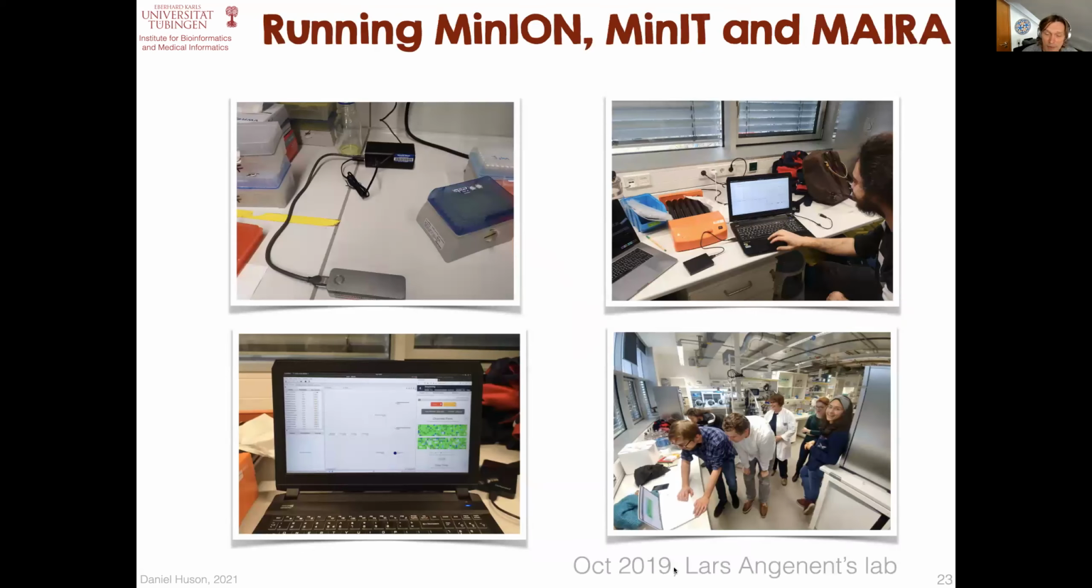We had a lot of fun before the pandemic started in Lars Angenent's lab. So here's Irina Bezarab, the colleague who I mentioned in Singapore, who was doing the nanopore sequencing. She came out to Tübingen to teach us how to do nanopore sequencing here in Lars's lab. We ran the MinION up here, and then we used our software to get an early readout of the content of a sample that we had from one of the bioreactors that Lars's group is studying.